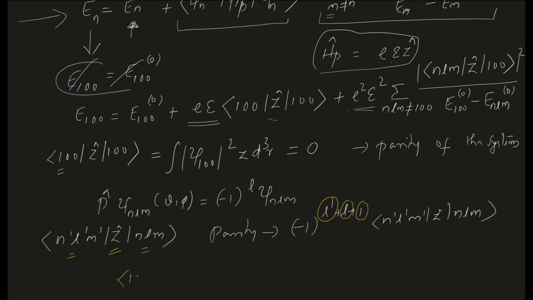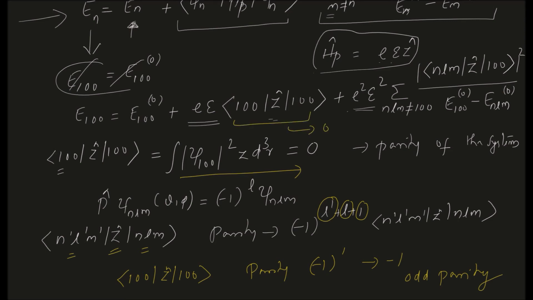So if you see <1 0 0| z |1 0 0>, both l and l' are 0, so the parity is given by (-1)^1. So this is simply -1. So we know that it has an odd parity. The ground state of the hydrogen atom has an odd parity. So for this odd parity integral, that integral will vanish. So we have seen that this product simply goes to 0, meaning this integral simply goes to 0.